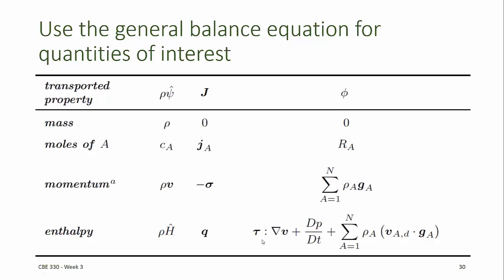First, we'll do this for the mass balance. If the transported property per unit volume, rho psi hat, is mass, then rho psi hat is simply equal to rho. There is no diffusive flux of total mass because the advective transport term, by definition, accounts for the bulk flow of mass. So all of the mass flux is in the advective transport term. Also, we know from the conservation of mass that mass is neither generated nor consumed by chemical and biological processes. Therefore, its volumetric rate of production should always be 0.